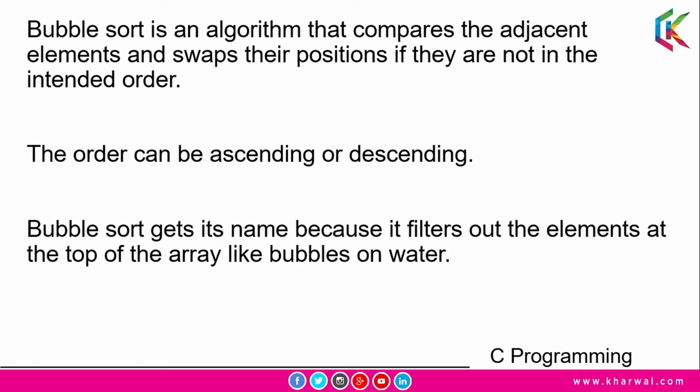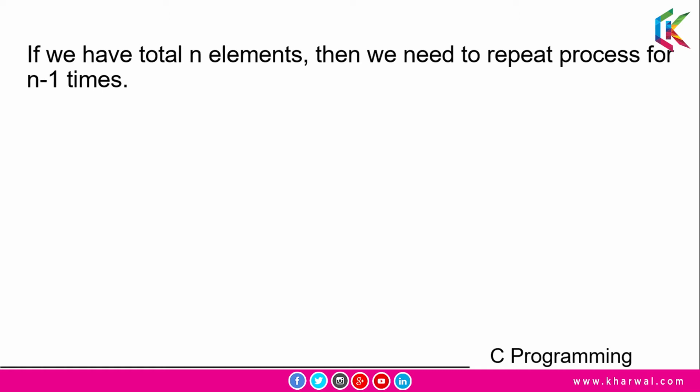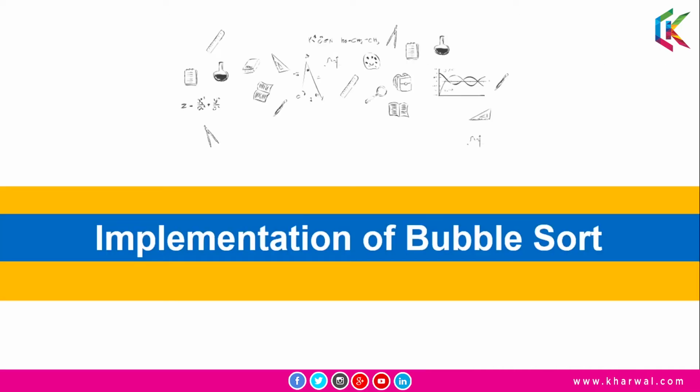Now moving forward guys, bubble sort is an algorithm that compares the adjacent elements and swaps their position if they are not in the intended order. The order can be ascending or descending. Bubble sort gets its name because it filters out the elements at the top of the array like bubbles on water. Now moving forward guys, if we have total n elements, then we need to repeat the process for n minus 1 times. Now guys, let's go ahead and we'll discuss the implementation of bubble sort.